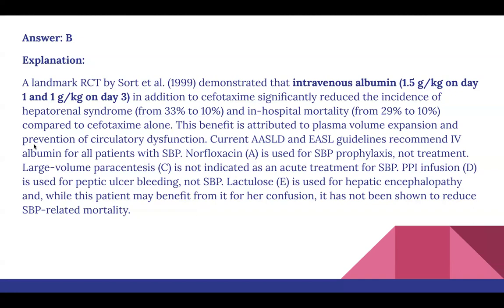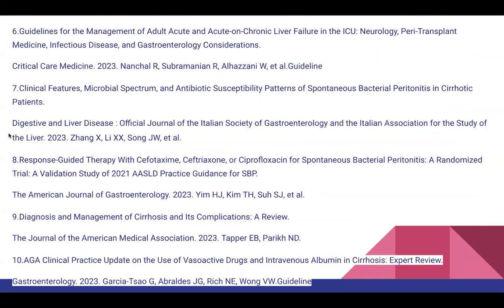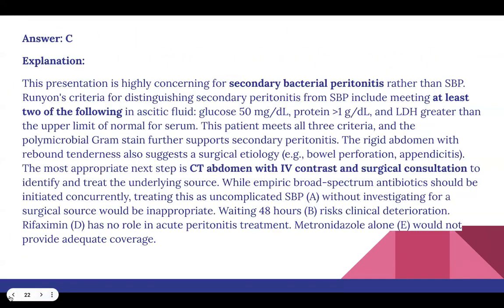Okay, and just to go back on one of these things, in question 4, there's something called Runyon's criteria. It can help distinguish secondary peritonitis from SBP, meeting at least two of the following in ascitic fluid: a glucose of 50 milligrams per deciliter or less, protein greater than 1 gram, and LDH greater than the upper limit of normal.